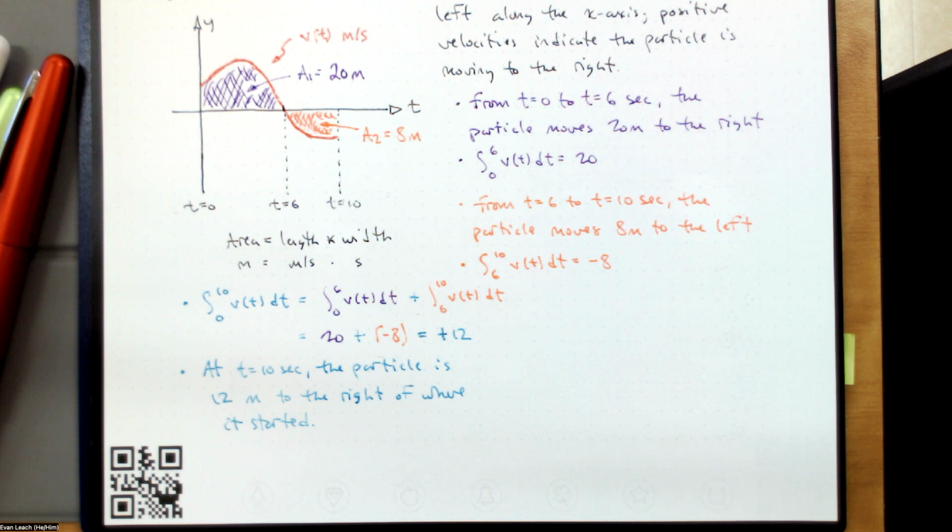At this point, we want to clarify what we mean by position. Position is different than distance, and distance is different than displacement. Velocity is speed with direction.